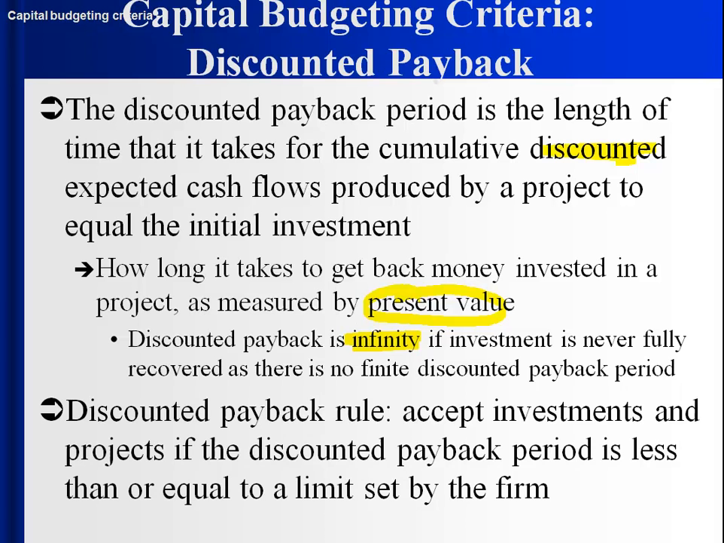What's the rule? You accept investments in a project if their discounted payback period is less than or equal to the limit. So again, the managers say we want projects that have a discounted payback period of this amount or less. Quicker money is better. If it takes too long, that's bad. The project gets rejected.